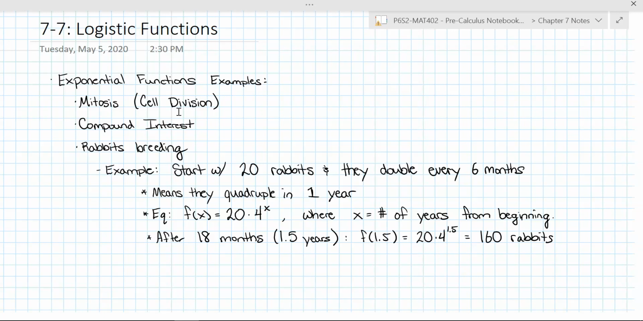You can also look in your pre-calc book, pages 336 and 337, which show how you can really derive this logistic function from an exponential. But we're just going to talk about how the two things are related and how logistic functions are more useful than exponentials in most cases.